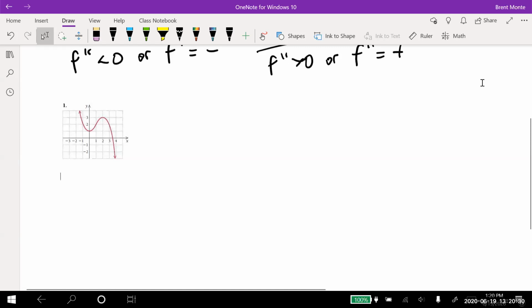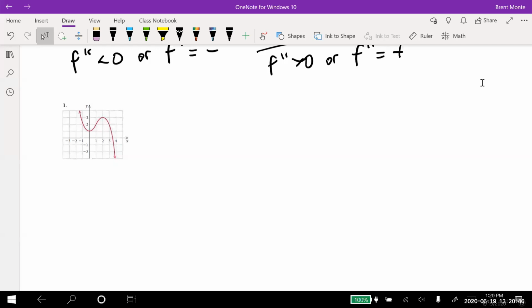All right, so there's a graph. And in the book, the question says, identify the points of inflection. We haven't talked about that yet, but we will in this picture. And the intervals where the function is concave up or concave down.